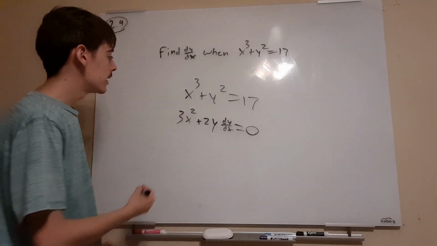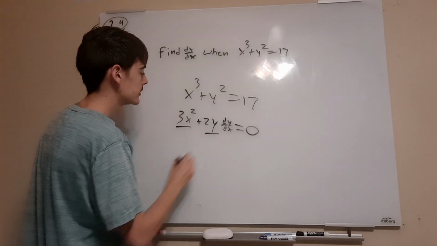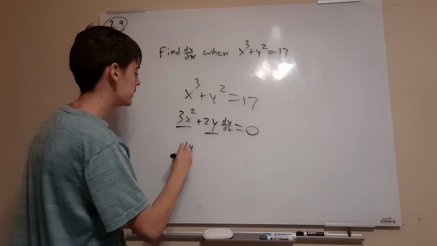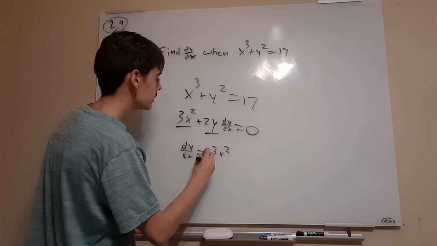And now we could just do the same thing as before. Subtract this term to the other side, and then divide both sides by 2y. So that will give us dy dx equals negative 3x squared over 2y.